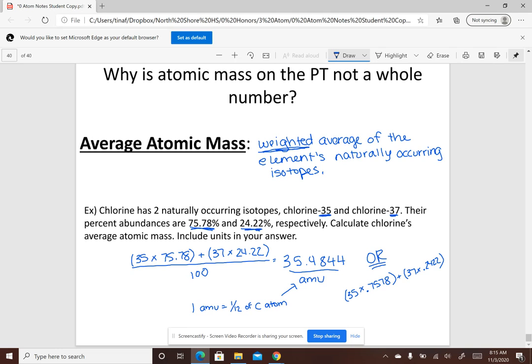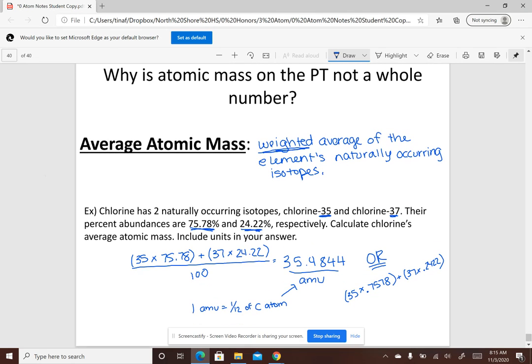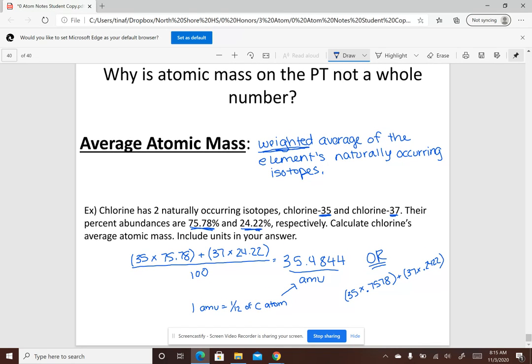Okay, so that's it with the average atomic mass. That is a formula that you need to know. And I'll give you some practice questions and then we'll look at this more again tomorrow.